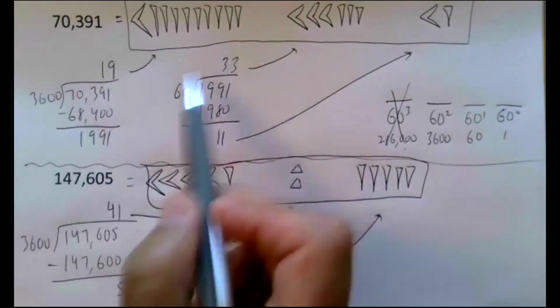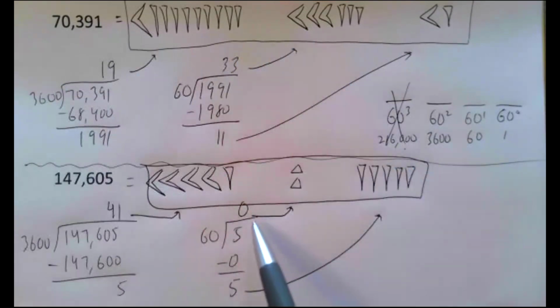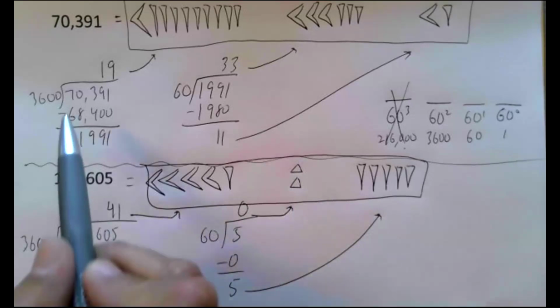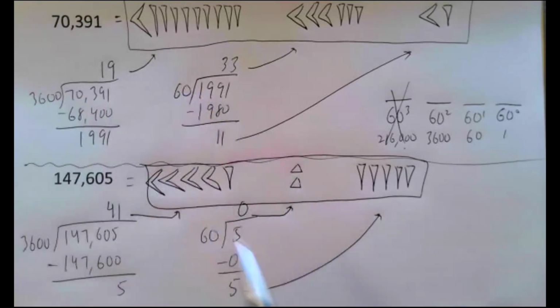It's exactly the same thing we did up here. It just was weird because we got 0 there, right? That's because 5 is too small. 60 didn't fit into 5. It just happens to have a 0. Sometimes we get zeros in our number. We got zeros all over the place up here. But sometimes the Babylonians had zeros in their number. Okay. This is 41 times 3,600 plus 0 times 60 plus 5 times 1.